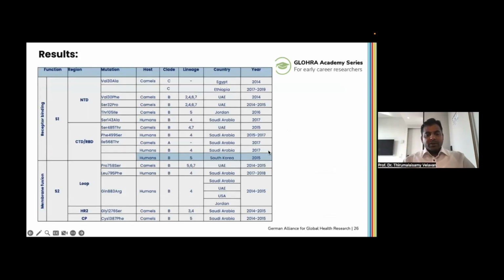But equally, if you look at the spike protein, there are different domains: N-terminal domain, C-terminal domain, receptor binding domain, loop domain, histidine-rich domain, and so forth. Clade B was the predominant one, which was responsible for the South Korean outbreak in 2015.